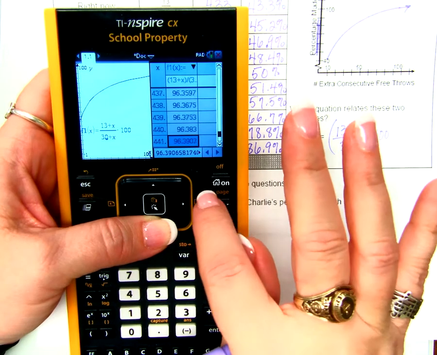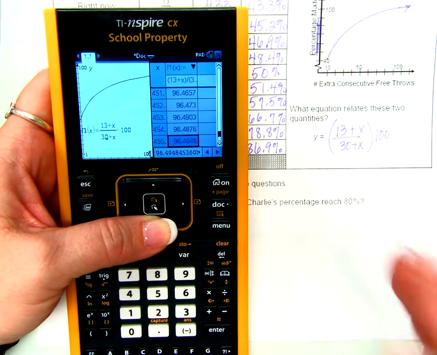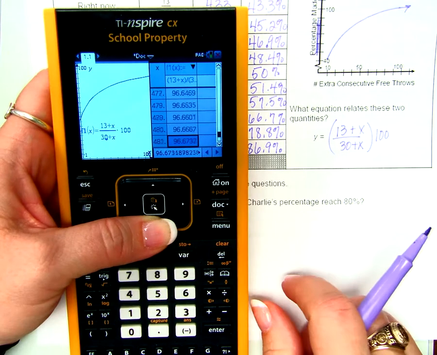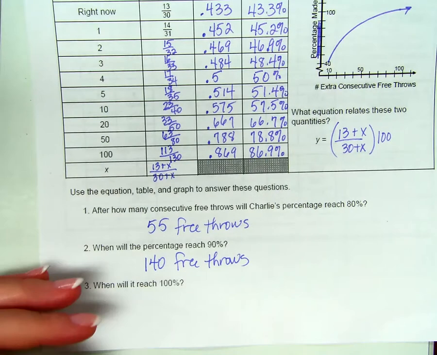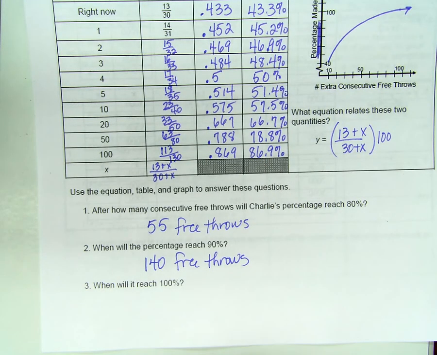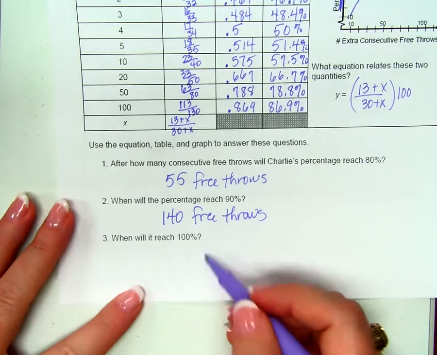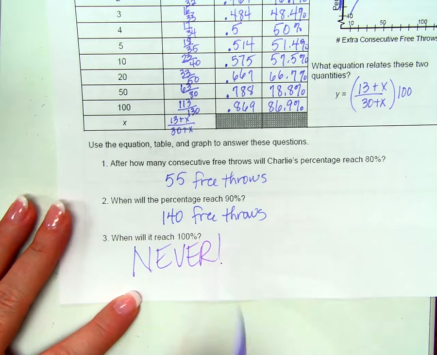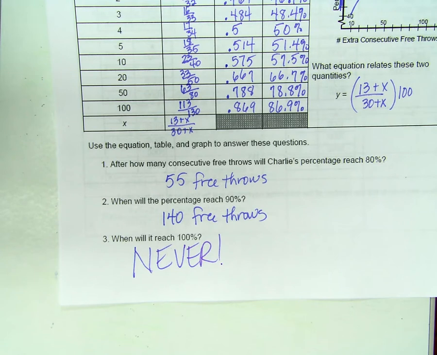Somebody sat here and did this a couple of years ago and just scrolled and scrolled and eventually said 100 because of the rounding effect, okay? I'm not going to sit here and keep pressing the button. We understand well enough that it's not going to get to 100, so when will it reach 100%? Never! She already missed some, okay?